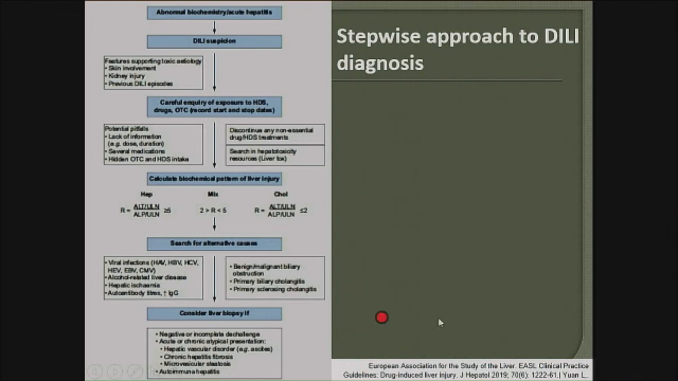So if the R ratio is more than 5, this is the pattern of hepatocellular, between 2 and 5 it is mixed, and an R ratio less than 2 is the cholestatic type. Then we can search for another possible cause, like we have to exclude viral infection, alcoholic, ischemic, autoimmune.